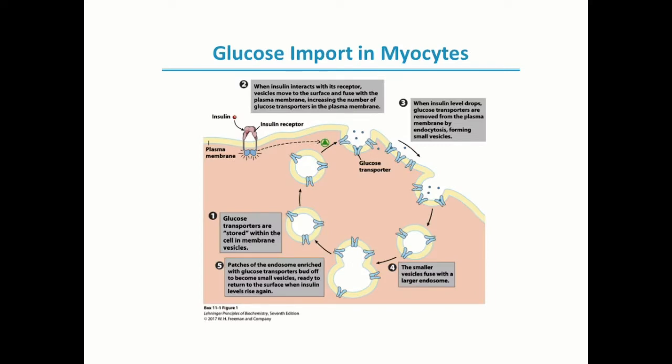Now, normally, glucose transporters are stored within the cell membrane in vesicles. However, when insulin binds with the insulin receptor, these vesicles move to the surface and fuse with the cell membrane, increasing the number of glucose transporters in the plasma membrane. And then when the insulin level drops, these transporters are removed from the plasma membrane by endocytosis, forming small vesicles. And then these smaller vesicles fuse with a larger endosome, and patches of this endosome enriched with glucose transporters bud off to become small vesicles ready to return to the surface again when insulin levels rise.